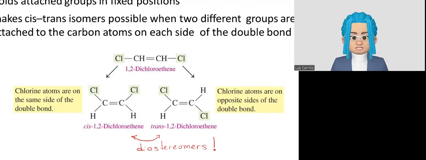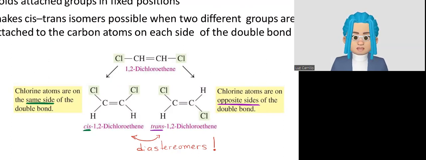Now, how do I know if my alkene is cis versus trans? If the high priority groups around the double bond are on the same side of the molecule, that means your molecule is cis. If your high priority groups are on opposite sides of the molecule, that means the molecule is trans.